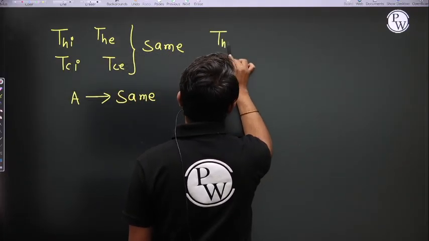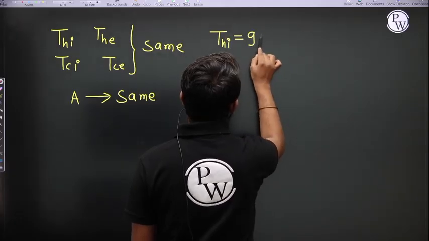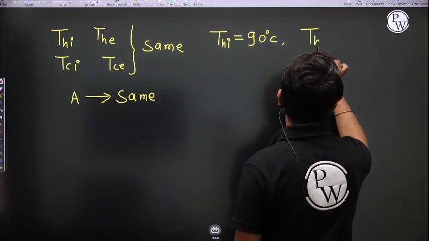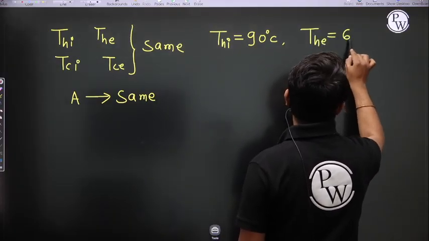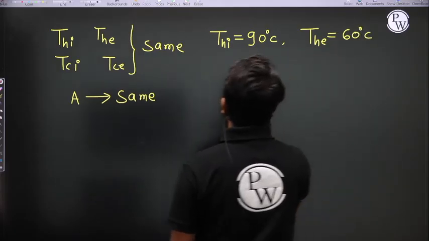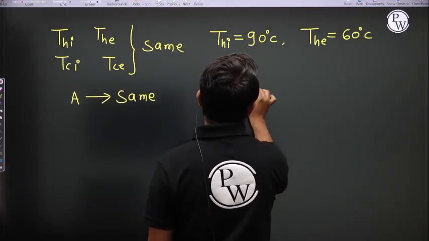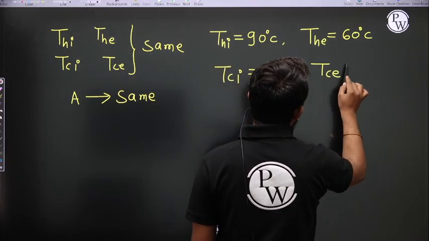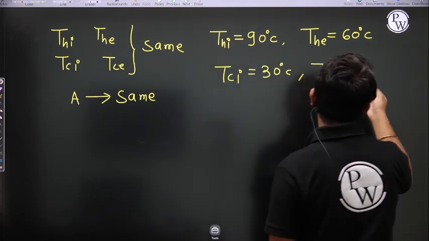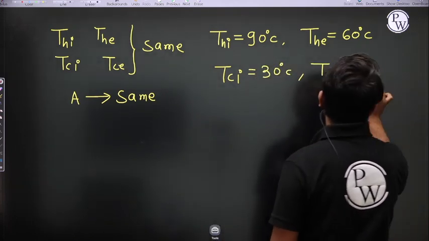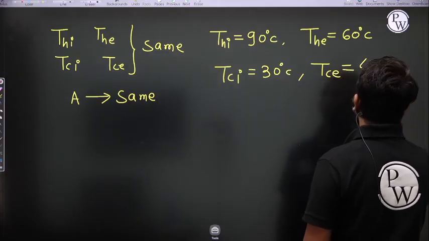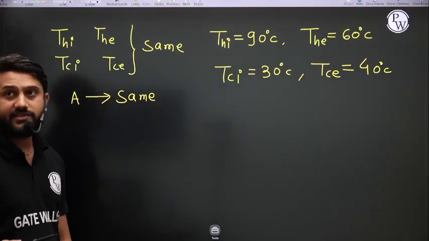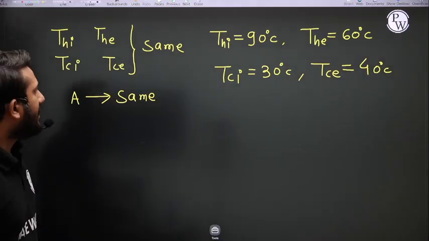Let us assume THI is 90 degrees Celsius, and THE is 60 degrees Celsius. The cold fluid inlet temperature I am taking as 30 degrees Celsius, and the cold fluid exit temperature, let us assume, is 40 degrees Celsius. Now calculate the LMTD if the configuration is parallel flow.